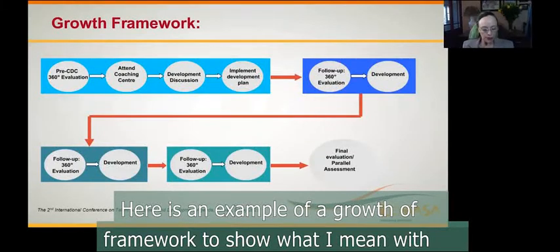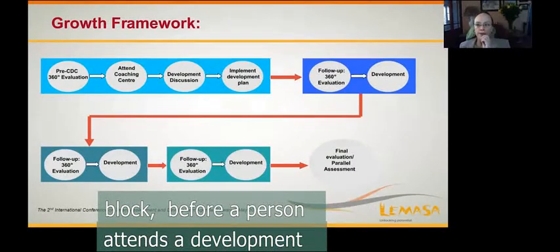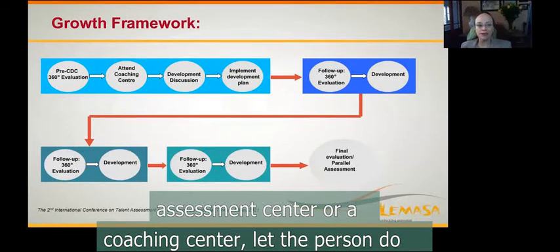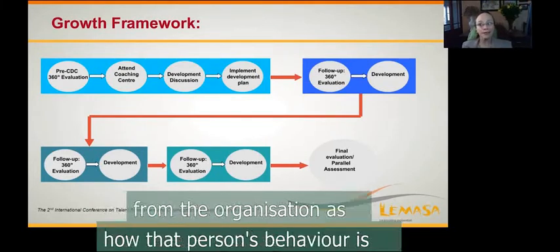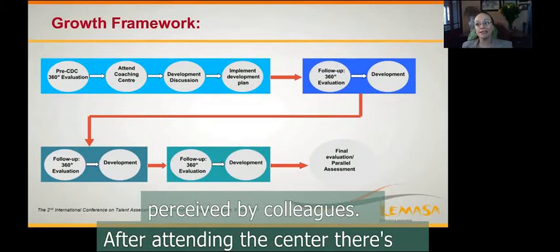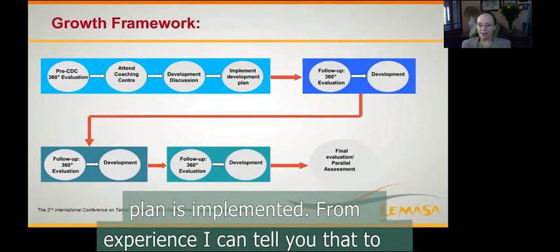Here is an example of the growth framework, of what I mean by embedding it into other processes. Typically, the first block there would be, before a person attends a development assessment center or a coaching center, let the person do a 360-degree evaluation. So you obtain feedback from the organization on how that person's behavior is perceived by colleagues. Then the person attends the center, then there's a development discussion, and then the development plan is implemented.